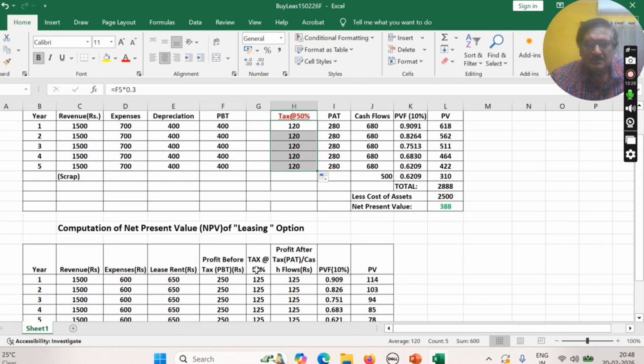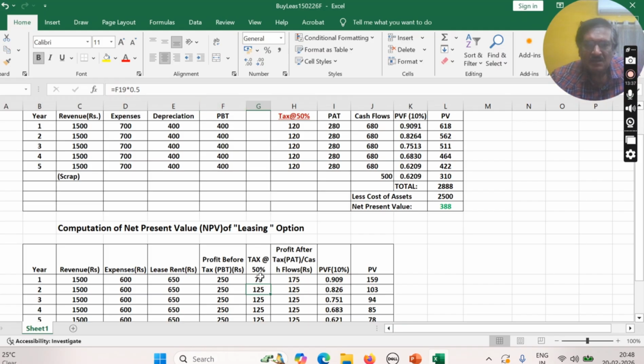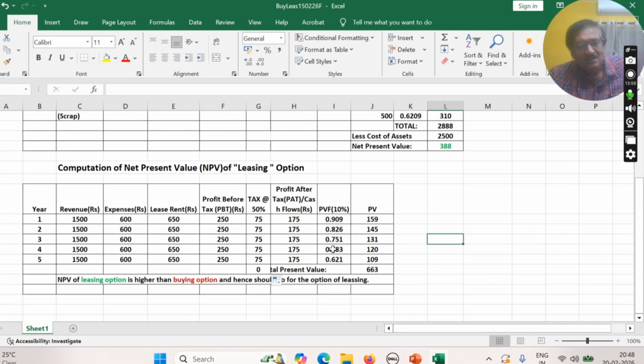And if we change the tax rate here also to 0.3, then what will be the total NPV? You can check. 75 is the tax. Now I am just going to copy it for 5 years. You can check, 663. Again the NPV for the leasing option is higher than the buying option. That's why you should go for the leasing option, okay, for the 30% tax rate also. You can change the revenue portion also, and cost also. Just change the value in the Excel sheet, then you will get the answer.